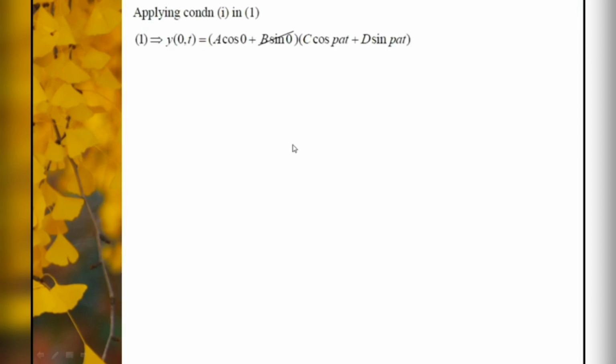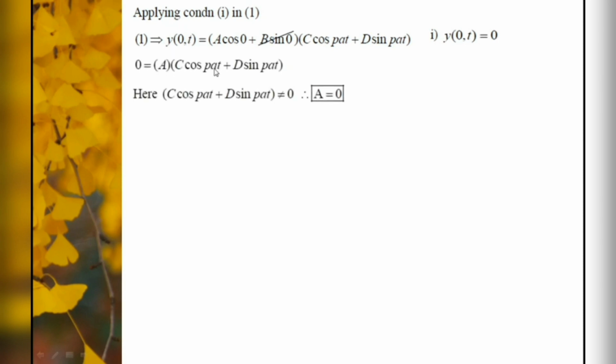Our first boundary condition is y of 0 comma t equal to 0. So the solution for us is (a cos px plus b sin px) into (c cos pat plus d sin pat). If I substitute x equal to 0, it will be cos 0 and sin 0. We know that sin 0 is 0 and cos 0 is 1, and on the left side I have to substitute 0 as per the boundary condition. Therefore 0 equal to a into (c cos pat plus d sin pat).